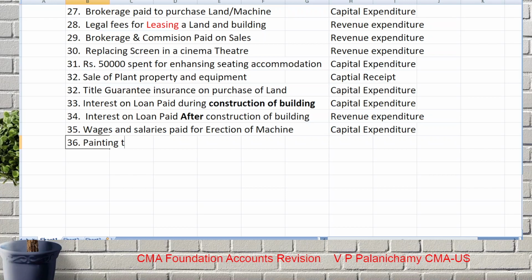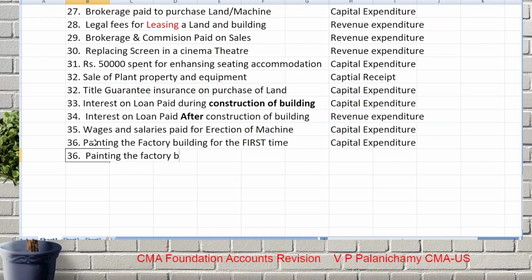Painting the factory building for the first time. Capital expenditure. Suppose if they just use the word painting the factory building, it's part of maintenance expenses. Which one? Revenue expenditure. Why is first time expenditure a capital expenditure? Because the money is spent what? Before the asset is put into use.